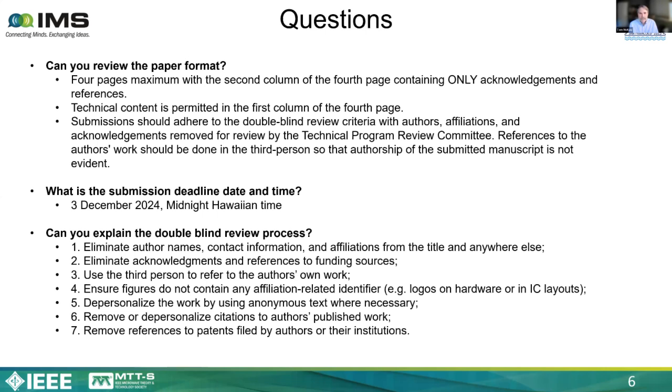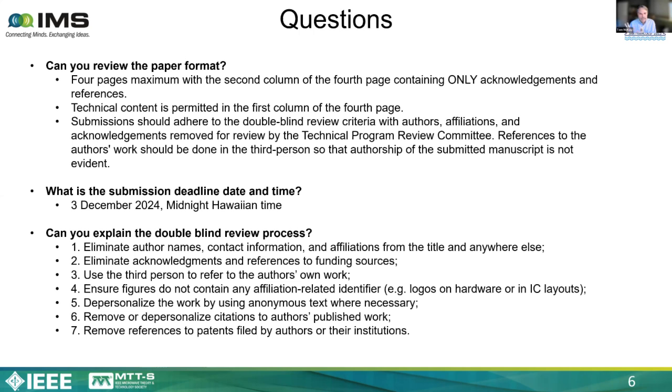So the deadline for submission, there was a question about that, and that's December 3rd, 2024, midnight Hawaii time. In terms of explaining the double-blind review, what it takes to be double-blind review compliant, in the paper itself, you eliminate the author names, contact information, and affiliations from the title block or anywhere else.